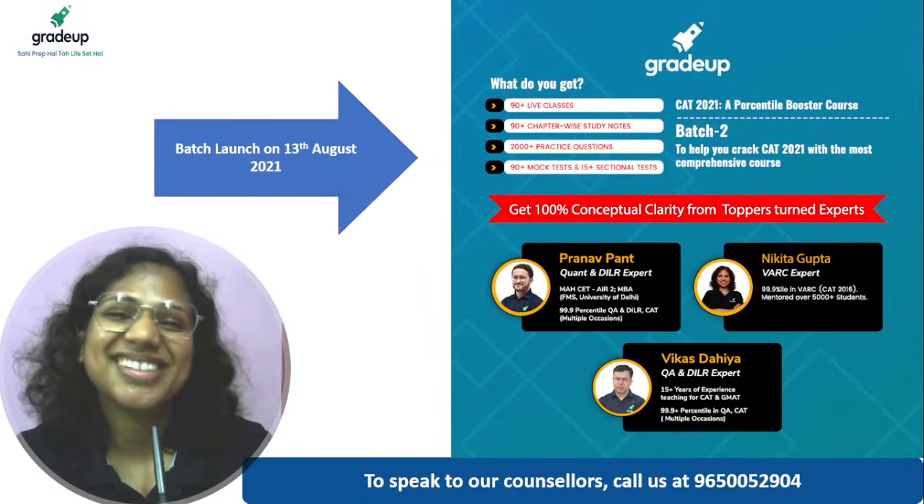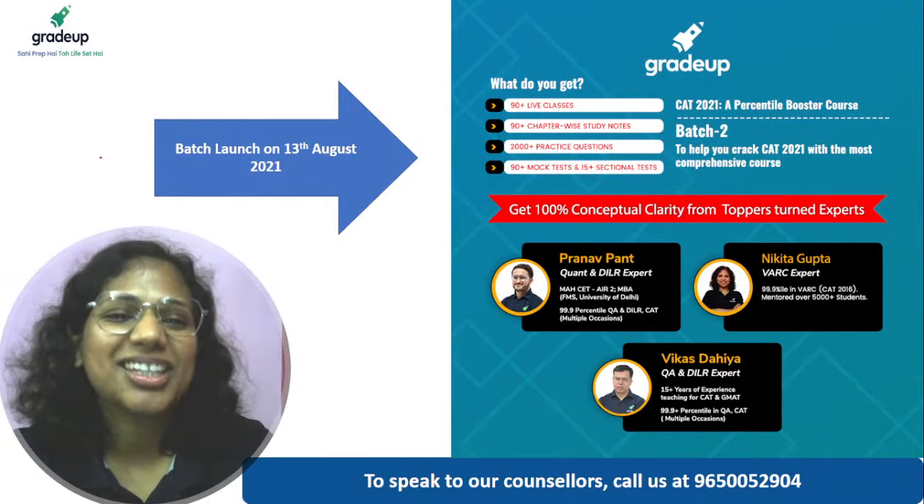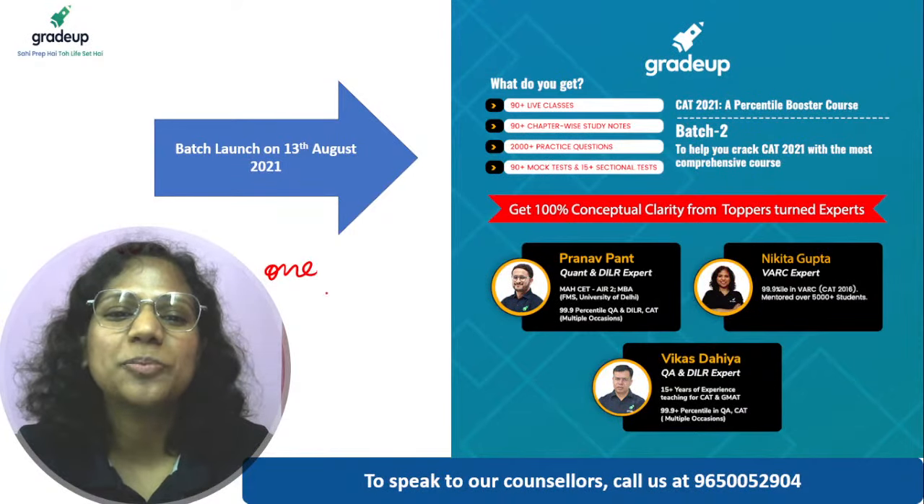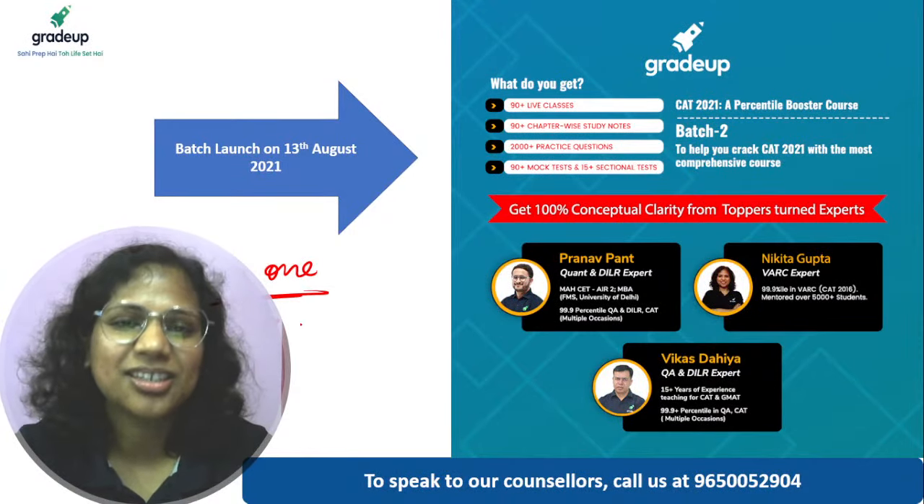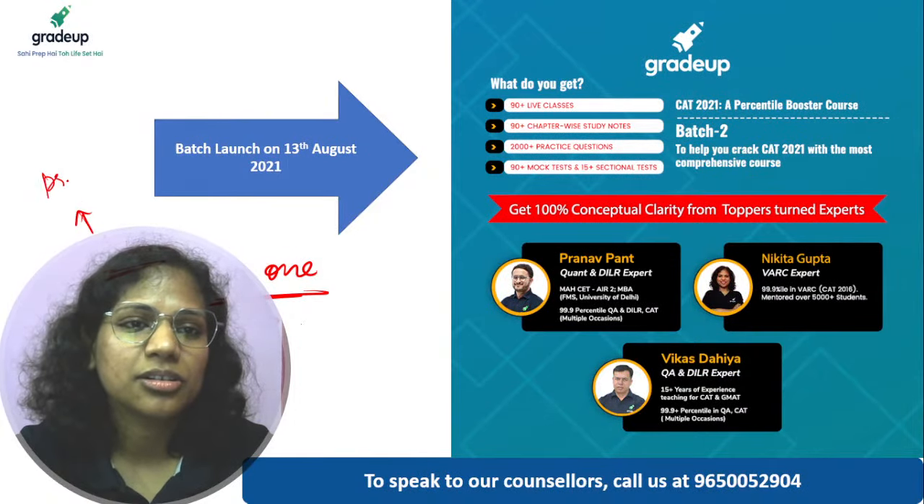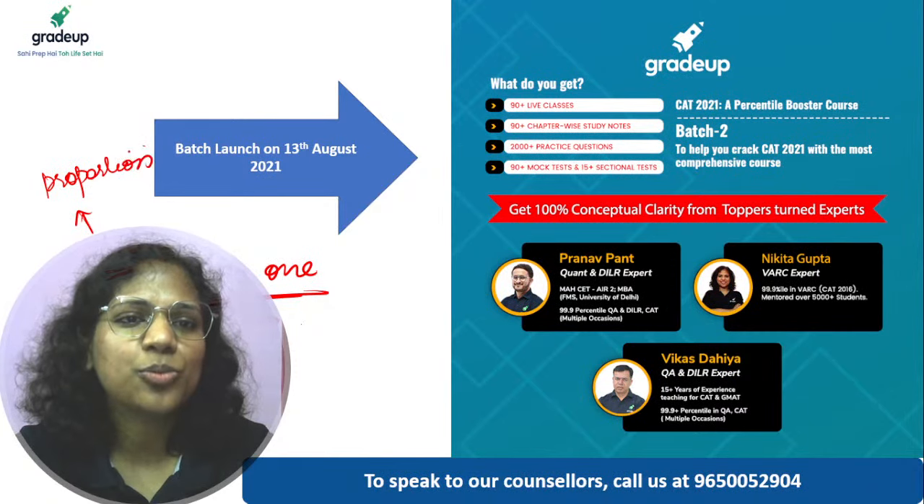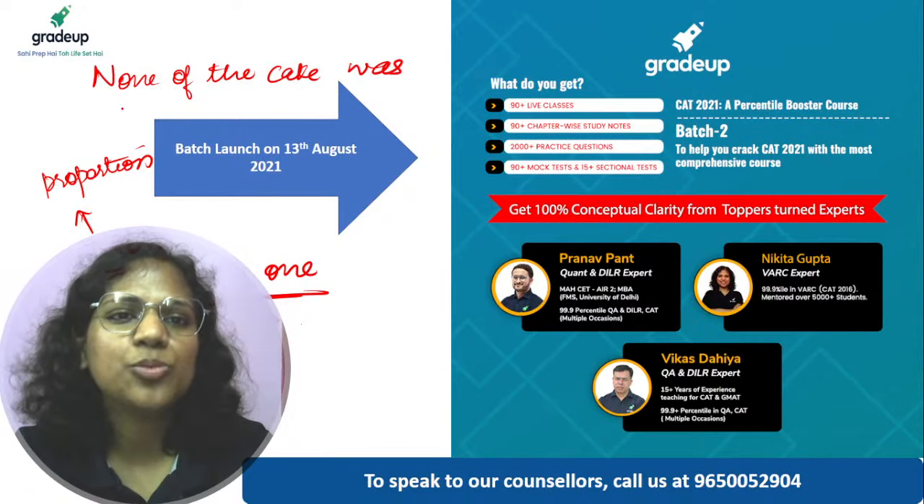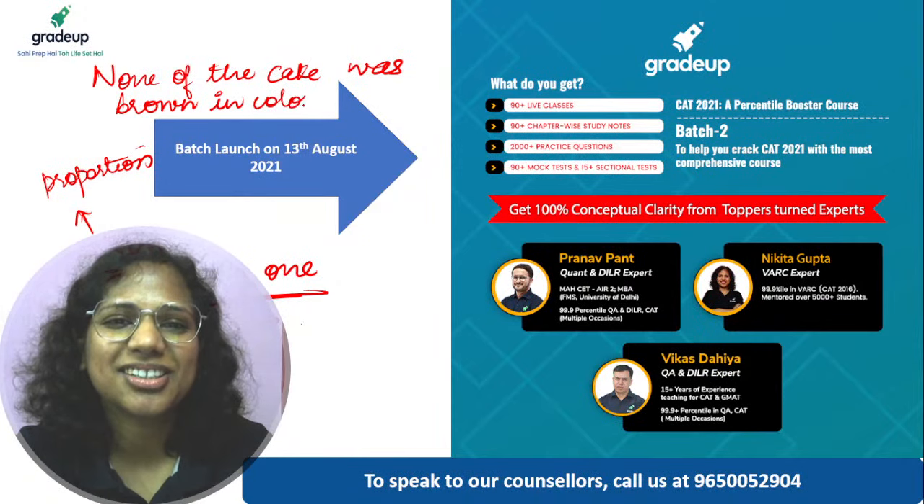No, the moderator, none does not mean no one. There is a difference. No one can be used only for people, only for persons, right? Whereas none is simply a proportion. So you could say none of the cake. None of the cake was brown in color. Let's say पूरा का पूरा cake white था. So you can say none of the cake was brown in color.